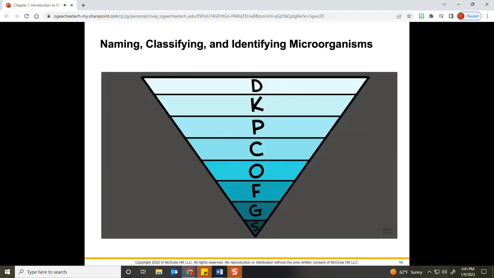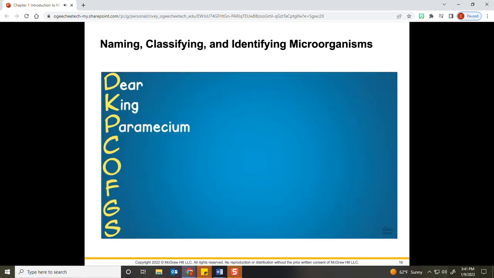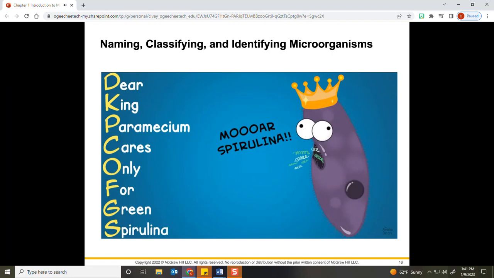So first, let's look at an awesome hierarchy system mnemonic. There's a lot of great ones that you can find that people have shared online. We'd also love to share ours. Dear King Paramecium cares only for green spirulina, but we sort of have a thing for protists, and we realize that might not be as memorable.